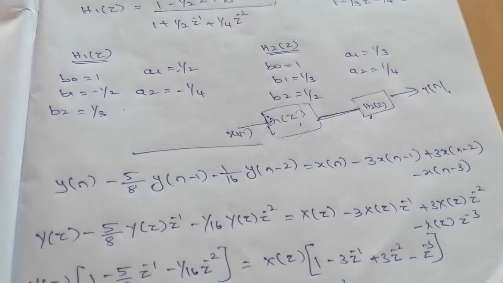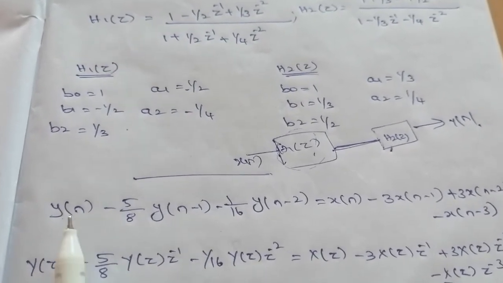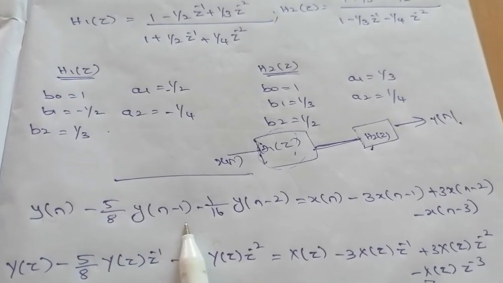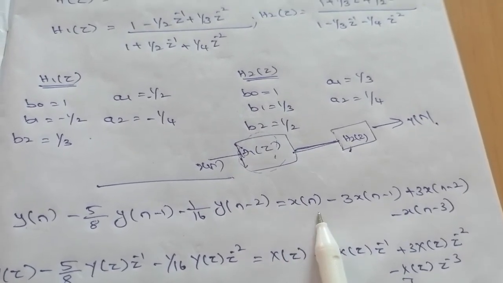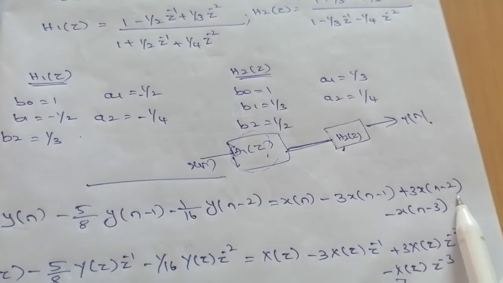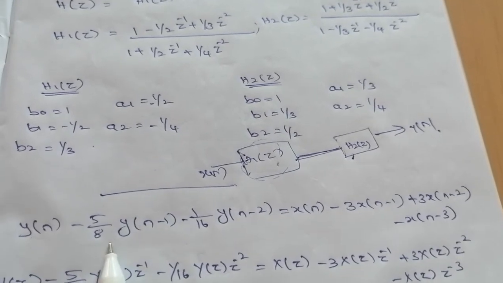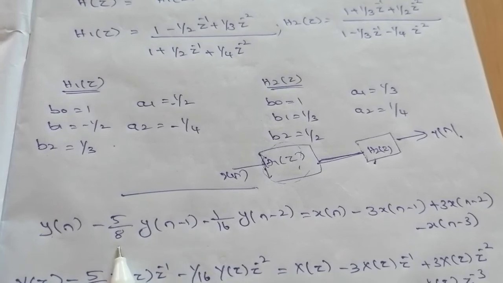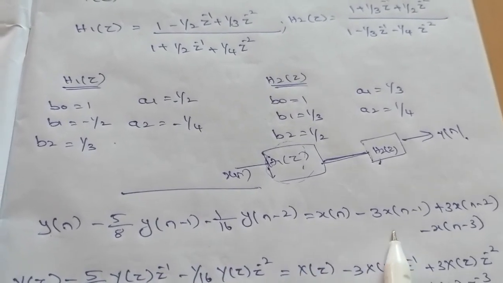Okay. So the next problem: the difference equation is given, right? y of n minus 5 by 8 y of n minus 1 minus 1 by 16 y of n minus 2 equal to x of n minus 3 x of n minus 1 plus 3 x of n minus 2 minus x of n minus 3. In that question, using this difference equation, draw the direct form 1, direct form 2, cascade and parallel structures.